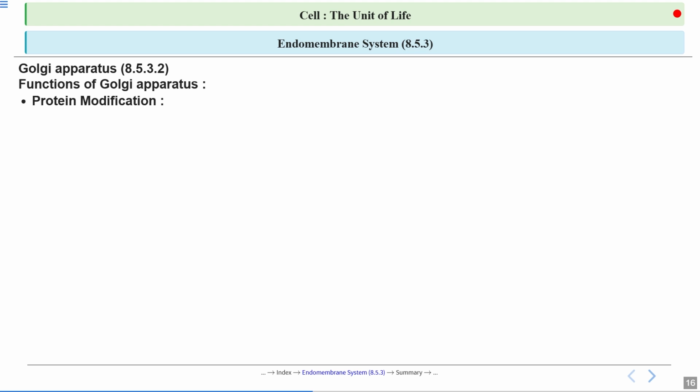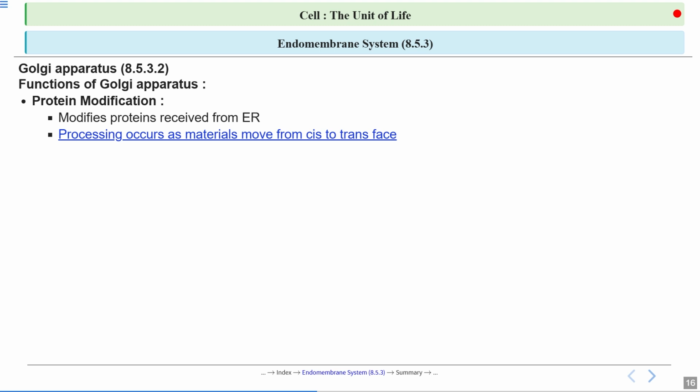So what are the functions of Golgi apparatus? Second is protein modification. It modifies proteins received from endoplasmic reticulum. So endoplasmic reticulum is synthesizing the proteins, and the protein modification is also done by the Golgi apparatus. Now processing occurs as materials move from cis to the trans phase. So when the proteins are moving through the Golgi apparatus from cis to the trans phase, they are modified.